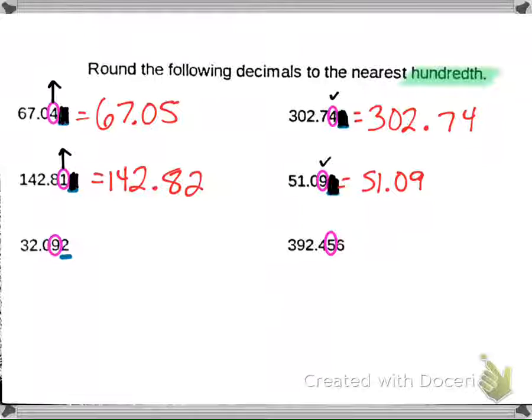And now we have a 2 behind the 9, which means it's less than 4. So 4 or less, let it rest. The 9 stays the same. Everything else goes away. And my answer is 32 and 9/100.